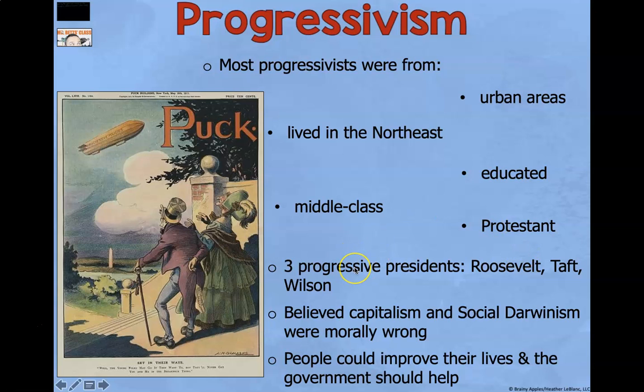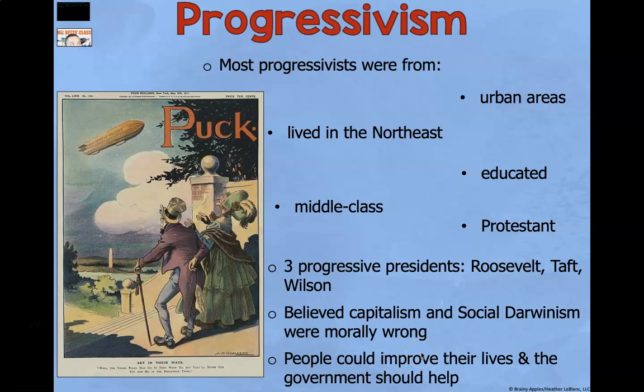We had three progressive presidents that we think of. They were Teddy Roosevelt, Taft, and Wilson. They all believed that capitalism, which is the economic system that we function under in the United States, was morally wrong, and they also believed that social Darwinism was morally wrong. If you've forgotten what social Darwinism is, you need to go back and refer to the previous section, okay? They believed that people could improve their lives and that the government should help. This is also along the ideas of socialism.